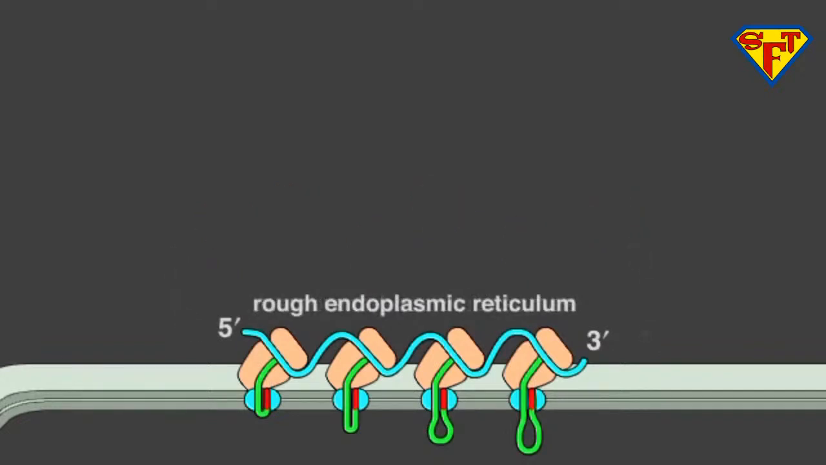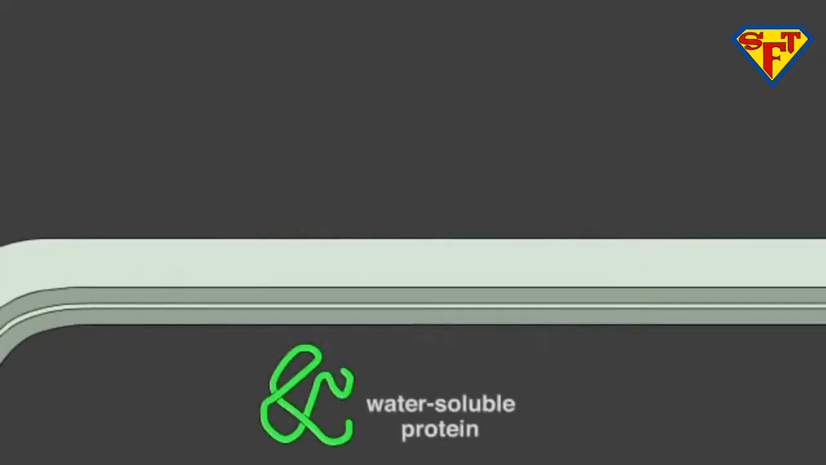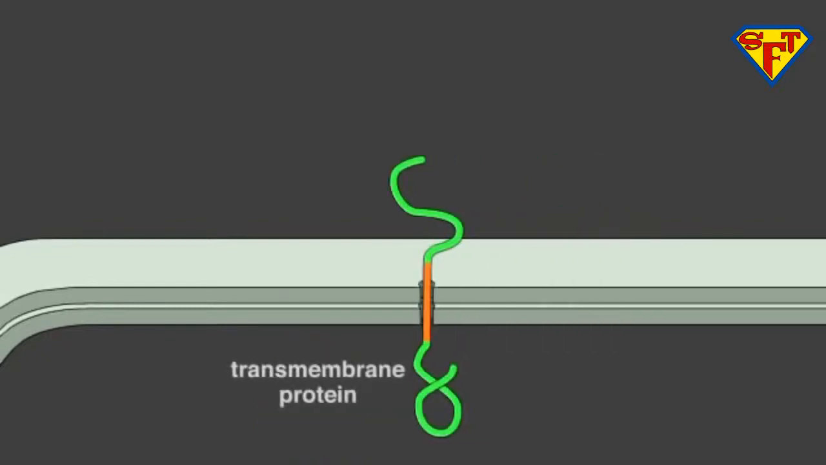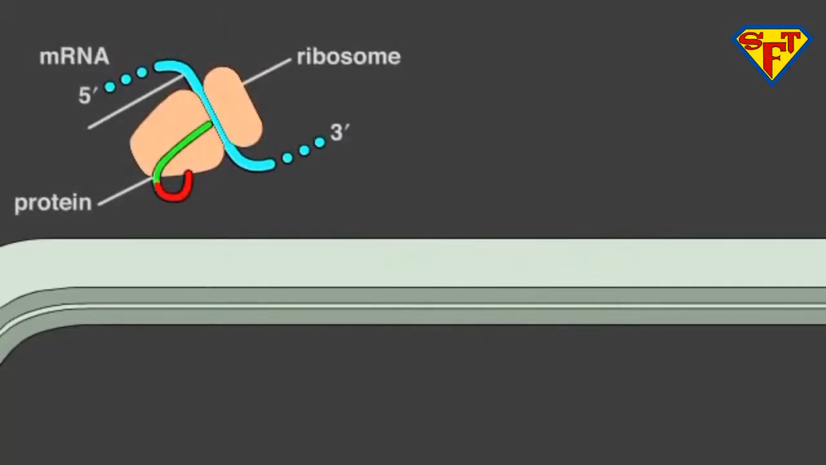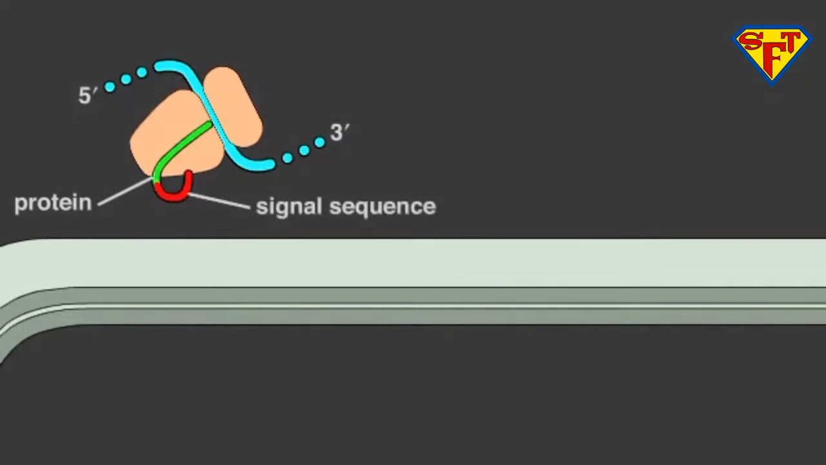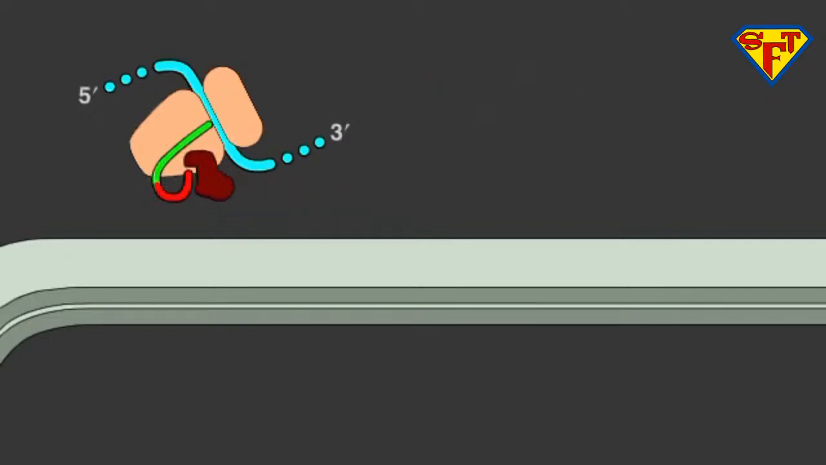Two kinds of proteins are moved from the cytosol to the ER. Water-soluble proteins completely cross the ER membrane and are released into the lumen, while transmembrane proteins only partially cross the ER and become embedded in the membrane. All these proteins are directed to the ER by a signal sequence of small hydrophobic amino acids. The signal sequence is guided to the ER membrane with a signal recognition particle, or SRP, which binds the ER signal sequence in the new protein as it emerges from the ribosome.